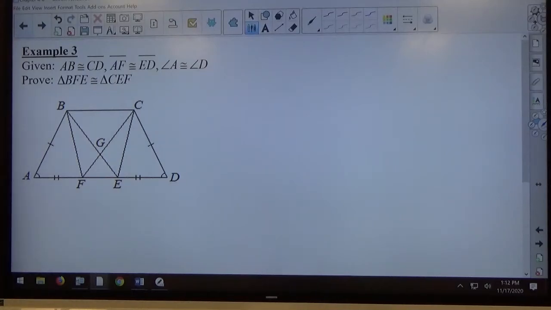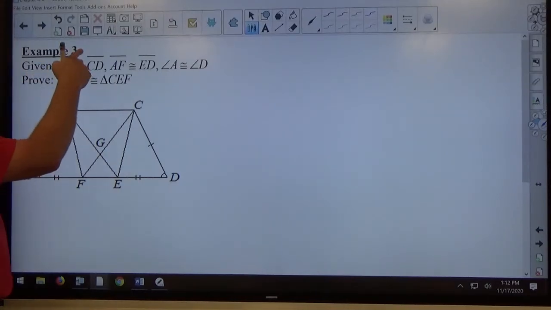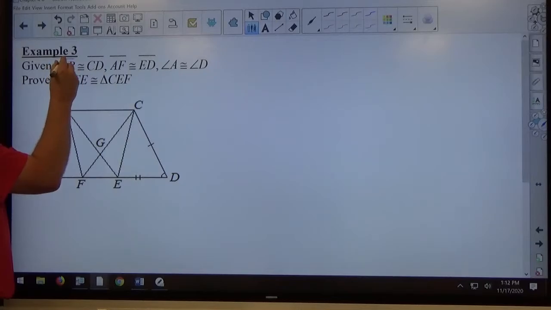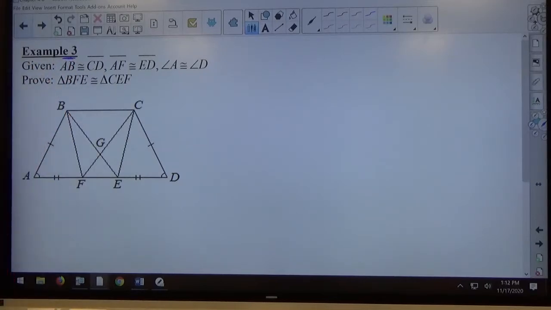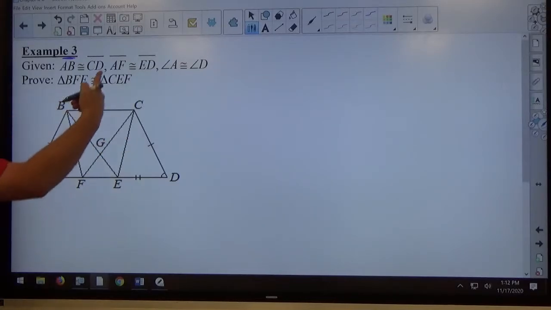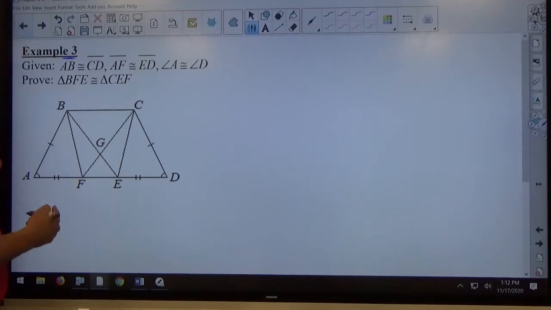3, we're given AB is congruent to CD. My underline took over my segment line there, so there's my segment AB. Segment AB is congruent to segment CD as it's marked on the figure here. Segment AF is congruent to segment ED marked on the figure here. And angle A and angle D are marked congruent on the figure here.